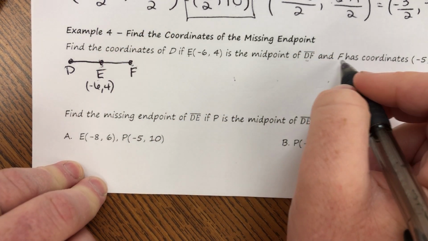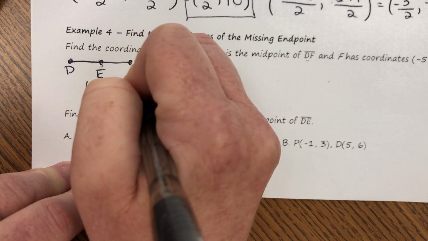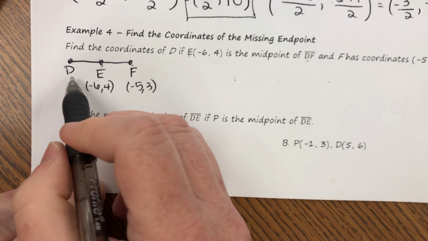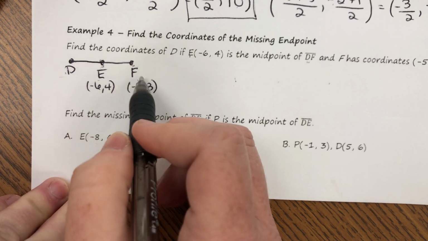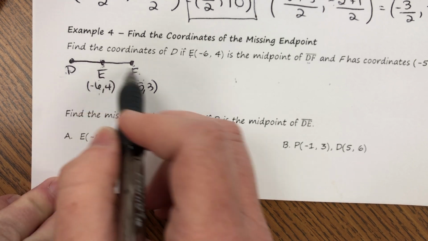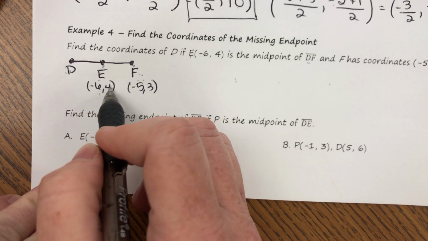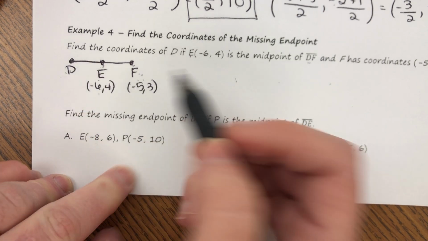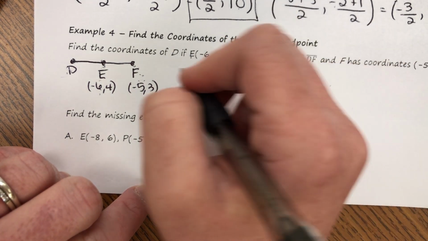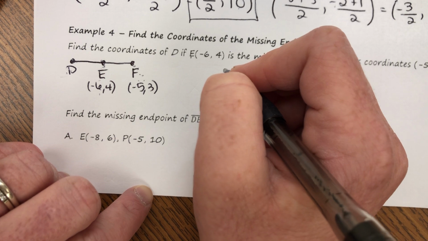And it tells me that F, one of the endpoints, is at negative 5, 3. Okay, so like normally, I'm going to add my x's together, divide by 2 to get this guy. I'm going to add my y's together, divide by 2 to get this guy. I'm still going to do the same thing. It's just a little more complicated, right? So I'm going to break it down in my x and my y values.